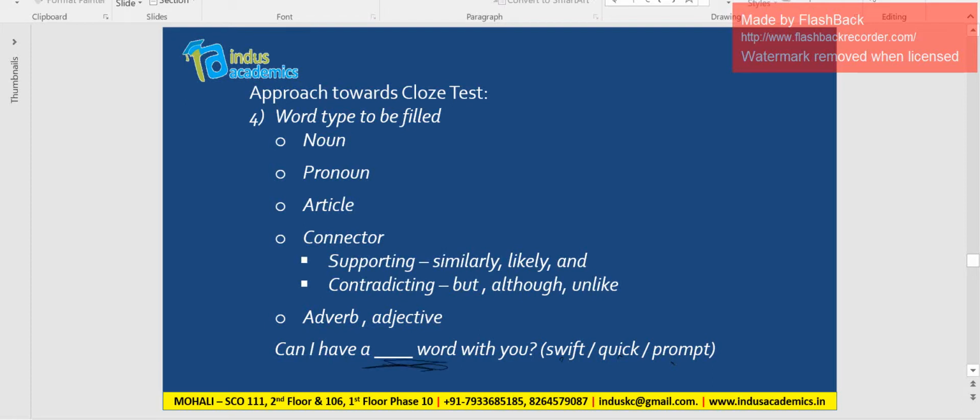I'm sure you must have heard the word quick more commonly as compared to swift or prompt. So the correct sentence here will be, can I have a quick word with you? And quick is going to be the correct option.